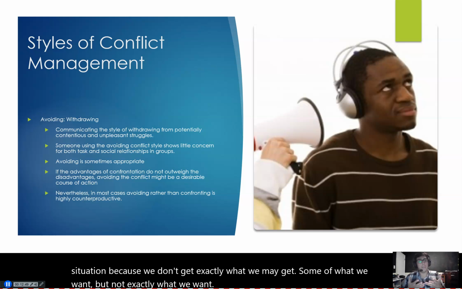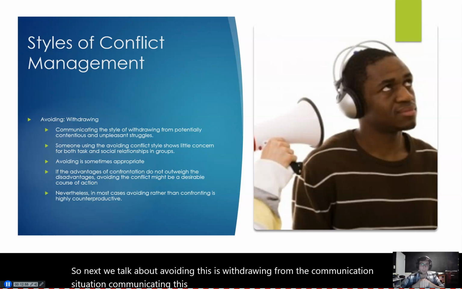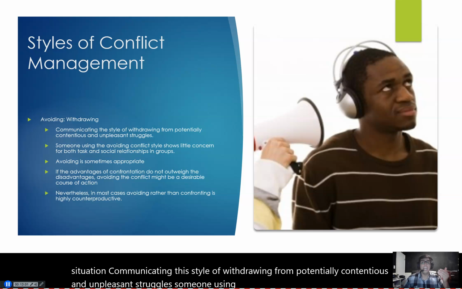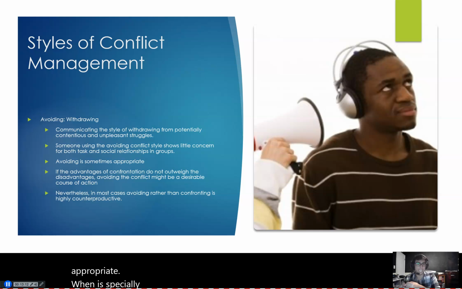So next we talk about avoiding. This is withdrawing from the communication situation, the style of withdrawing from potentially contentious and unpleasant struggles. Someone using this avoiding conflict style has little concern for both the task and the social relationship. But avoiding is sometimes appropriate, especially when confronting the conflict is counterproductive.